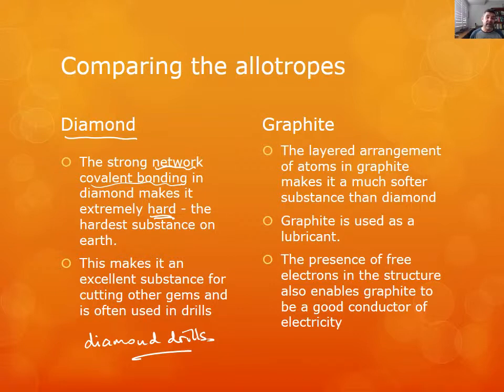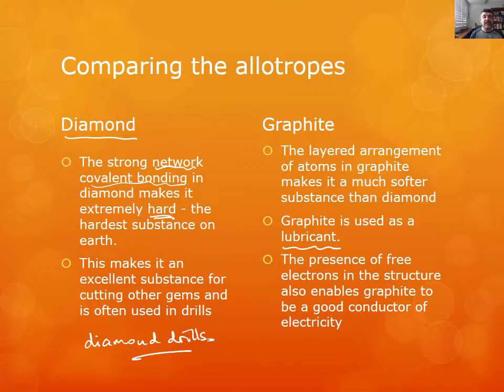Graphite, on the other hand, has strong networks within layers. So within a certain layer, the carbon atoms are very strongly bonded to each other. But between the layers, it's weaker. So there are weaknesses between the layers in graphite, and this makes it softer. It makes it suitable as a lubricant. It's often used for that purpose.